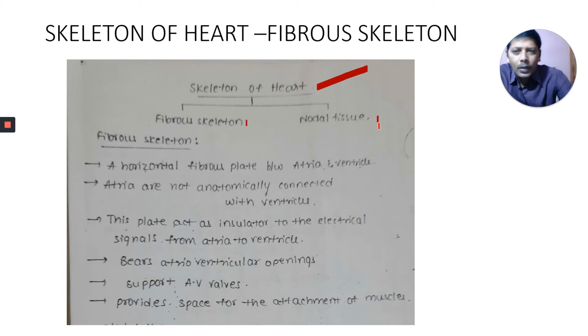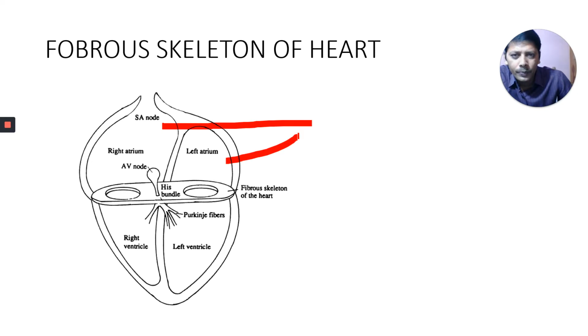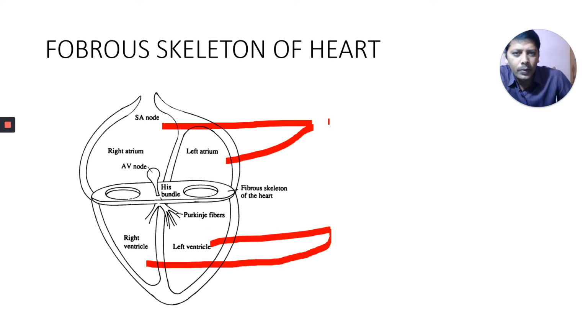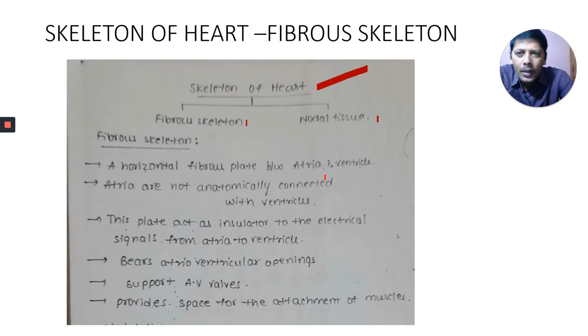Fibrous skeleton: a horizontal fibrous plate is present between atria and ventricles. Observe these two, these are the atria, and these two are the ventricles. Between the atria and ventricles, you can see one plate-like structure here. This is the fibrous skeleton of our heart. It is not given in our textbook. It is very, very important.